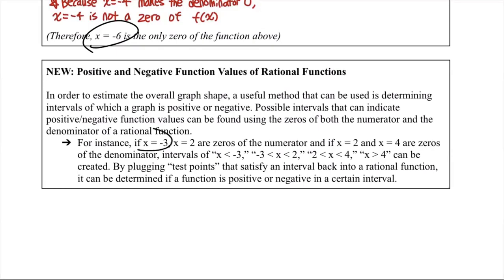Using the values x equals -3 and x equals 2, we can have this interval and this interval.